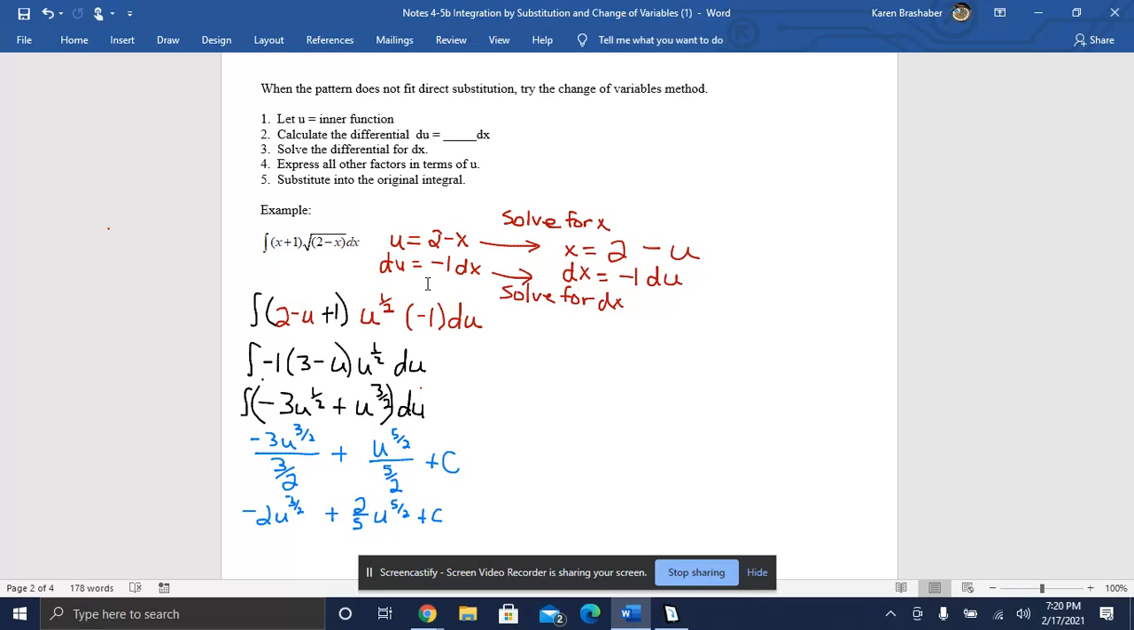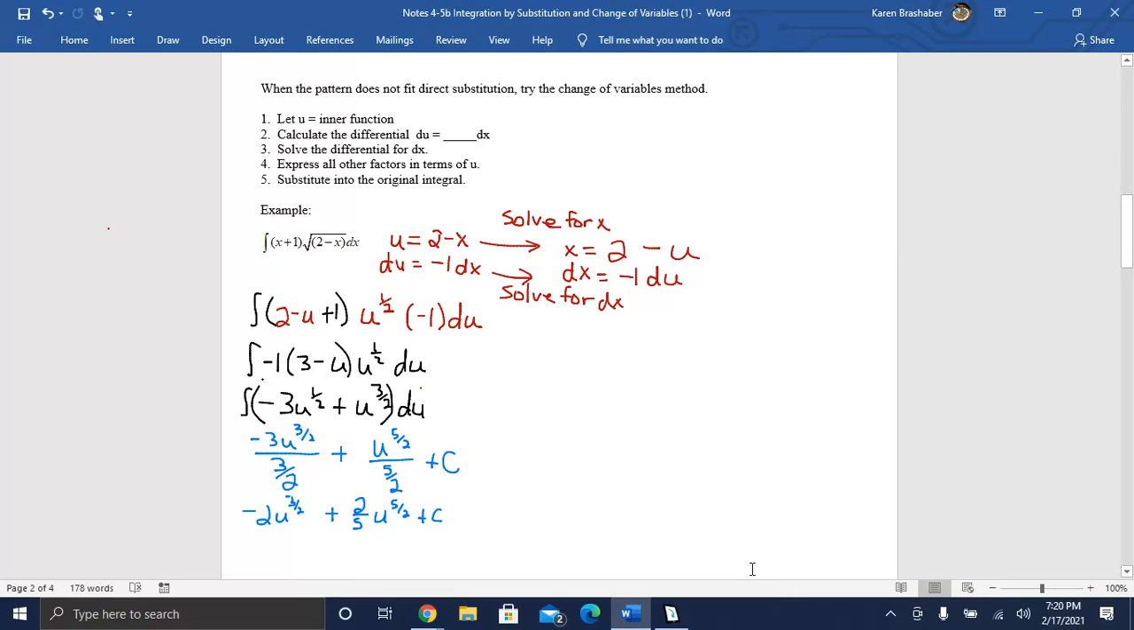And then it's at this point that we can substitute back in for the original description of u. So that would be -2, and then substituting, we have 2 minus x to the 3/2 power plus 2/5, and again substituting in 2 minus x, and that is to the 5/2 power, and then plus c.